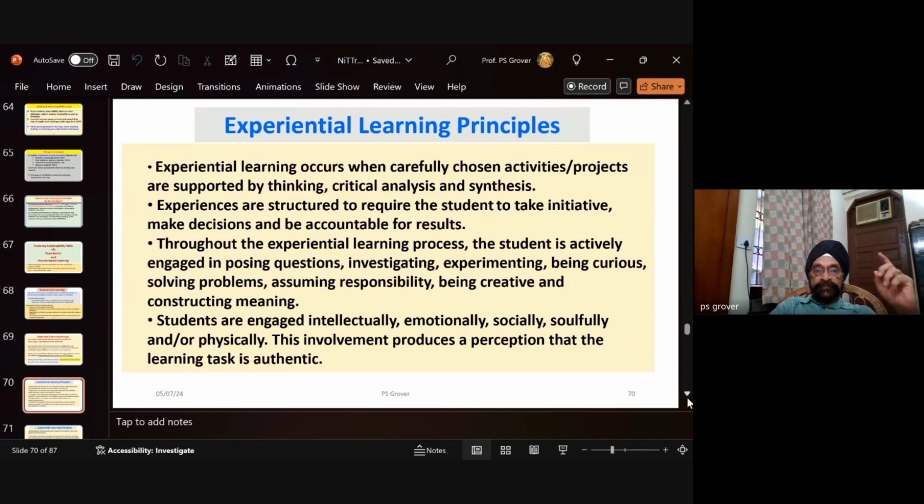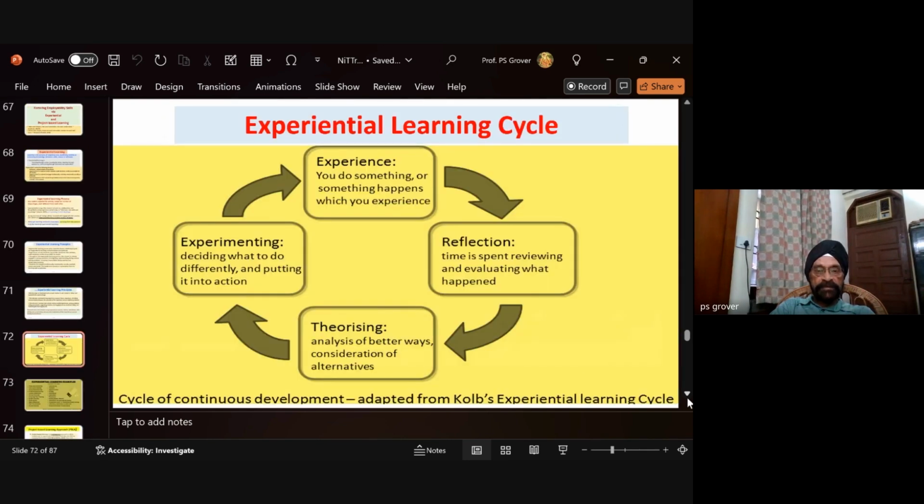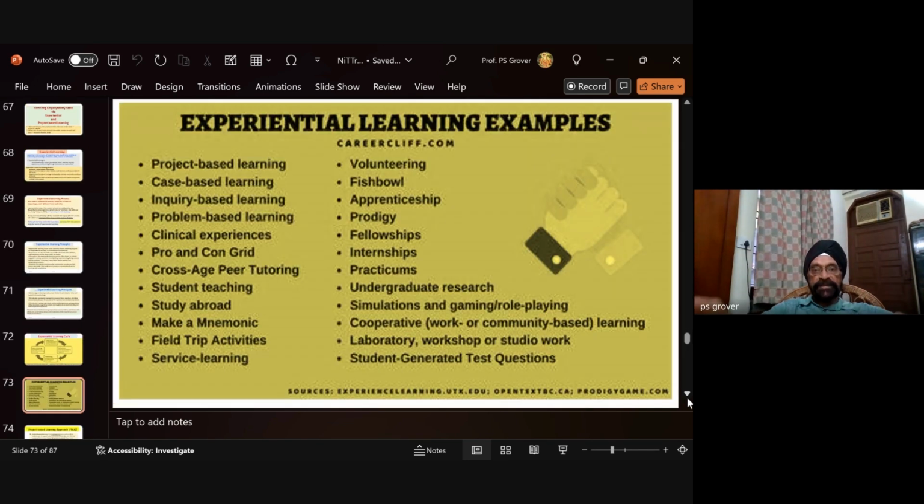So experiential learning में हम लोग बहुत कुछ सीखते हैं. मैं ये क्विकली गो थ्रू करता हूँ. एक्सपीरियंशियल लर्निंग के एग्जांपल्स क्या क्या हैं? प्रोसेस बेस्ड लर्निंग, कुछ इंस्टीट्यूशन ने ये शुरू कर दिया है. केस बेस्ड लर्निंग बहुत सारे इंस्टीट्यूशन कर भी रहे हैं. इंक्वायरी बेस्ड लर्निंग, प्रॉब्लम बेस्ड लर्निंग एंड सो ऑन.